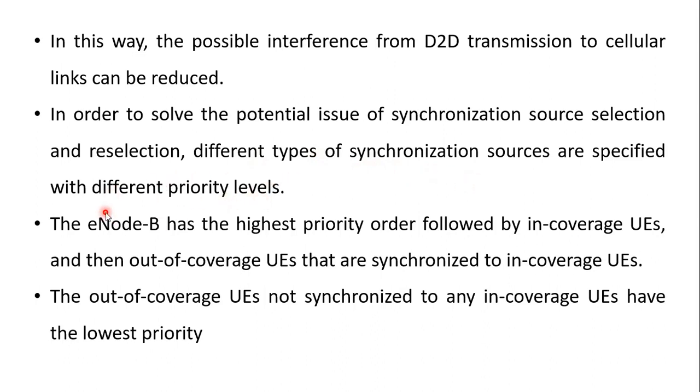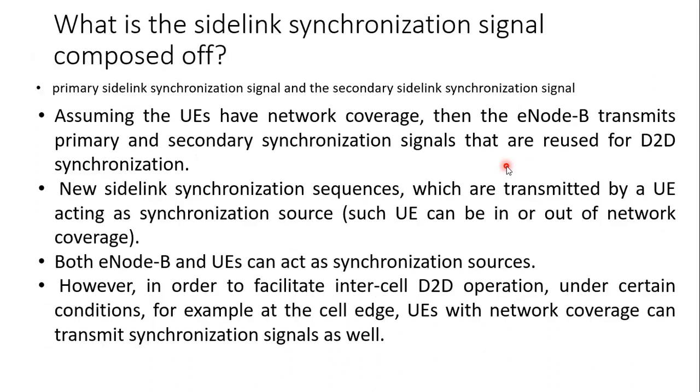Okay, that is the base node, that is the base station, the E node B, which has the highest priority. Highest priority order is followed by in coverage user interface. That is the user interface which is in the network coverage of the base station. And the second priority comes for the out of coverage user interfaces that are synced to in coverage user interfaces. So this is what it is.